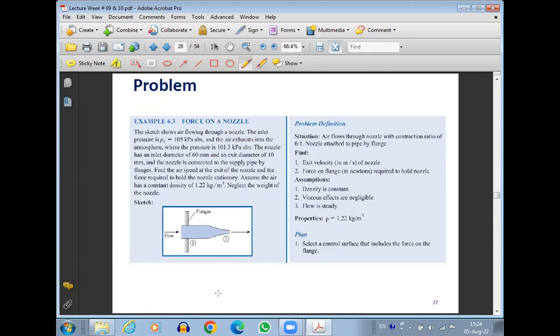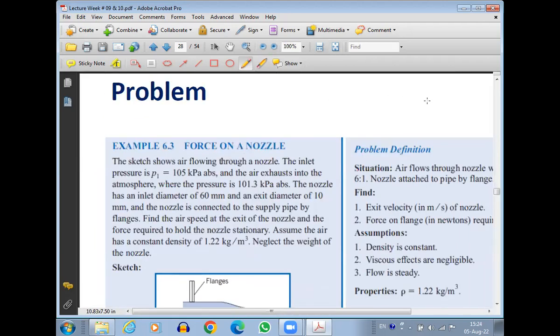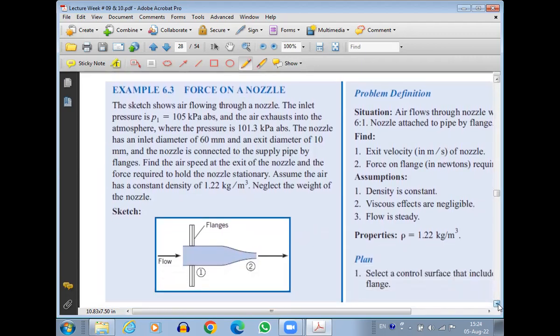So let's directly move towards the problem and try to solve problems of fluid flows related to the momentum equation. The sketch shows air flowing through a nozzle. So this is a nozzle here, and air is flowing through the nozzle.